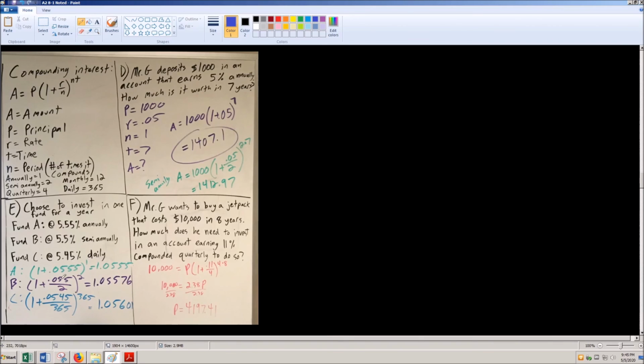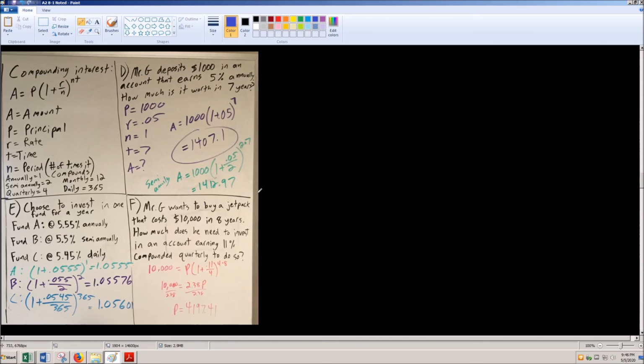So again, more numbers just plugged in here, showing you another example. Here we have another example where I'm depositing $1,000 into an account that earns 5% annually. How much will it be worth in 7 years? So 1,000 times 1 plus my 0.05 raised to the 7th gives me this amount here. If I did the same thing semi-annually, we see the value right here.